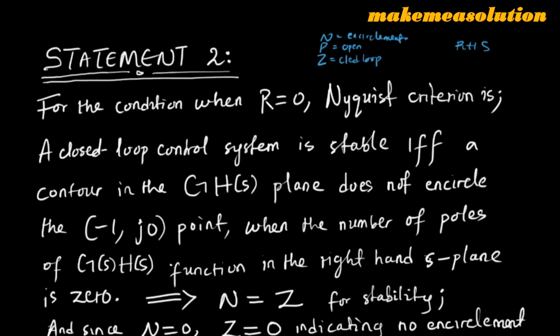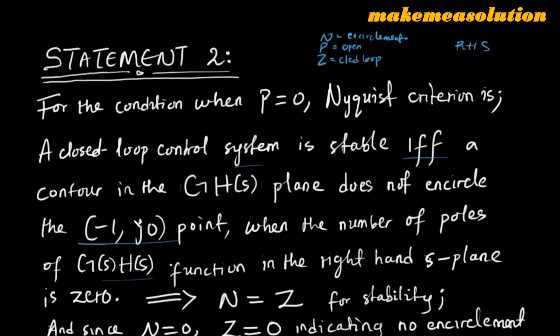So for the condition when P equals 0, that means there are no open loop poles on the right hand side. The Nyquist criterion states that a closed loop control system is stable if and only if a contour in the G(s)H(s) plane does not encircle this critical point that we established before, when the number of poles of this function in the right hand side of the s-plane is 0. They are just trying to tell us that our control system will be stable if our G(s)H(s) contour does not encircle this point.